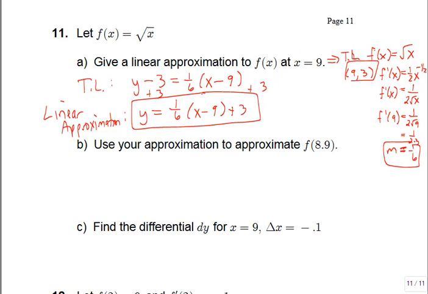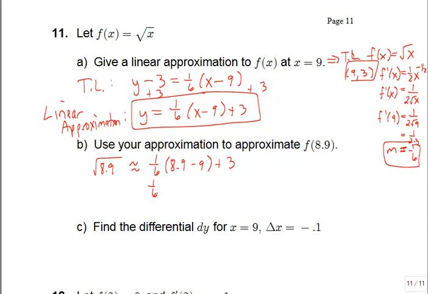So now what we're going to do is approximate f of 8.9. So we really want to know what the square root of 8.9 is. But figuring that out would be difficult because it's a yucky decimal being plugged into a yucky function. So what we do instead is we plug 8.9 into our line, because plugging it into a linear function is easy. So this is approximately 1/6 of 8.9 minus 9 plus 3. Using a linear function is much easier to compute.